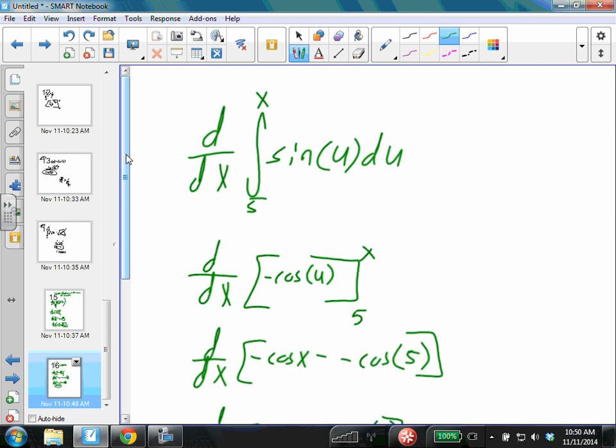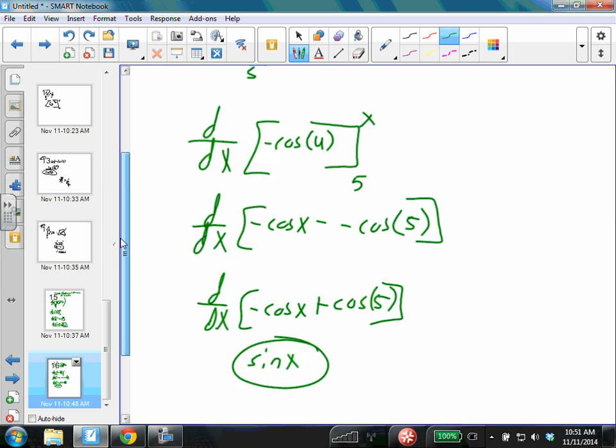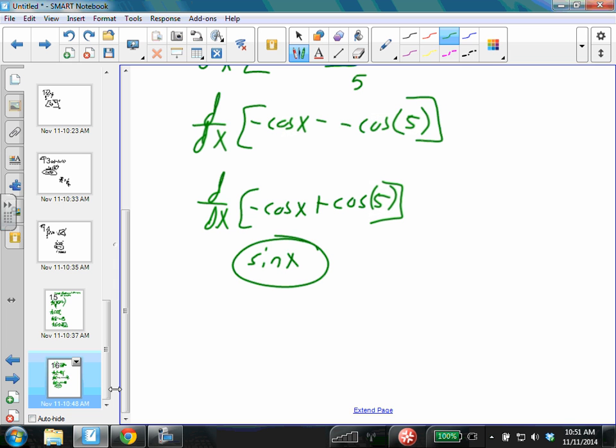So sine of u was our original function. We took an antiderivative within that integral. Then we turned right back around and took the derivative, and we ended up with sine of x. All that happened was the variable changed, right?